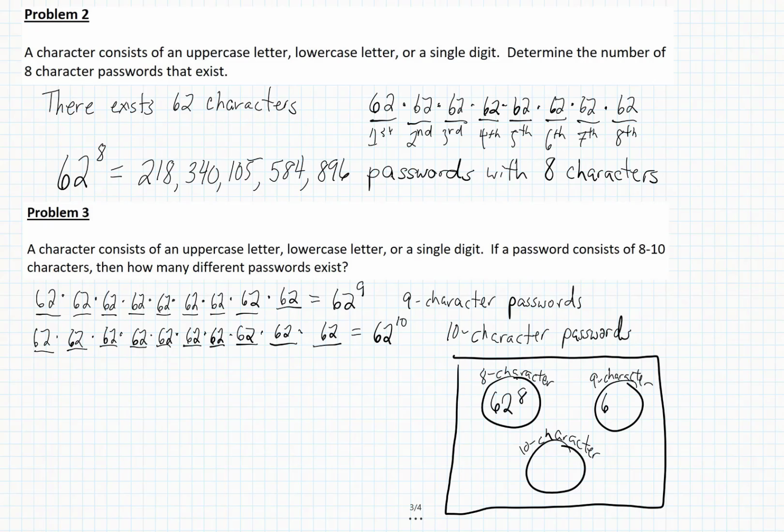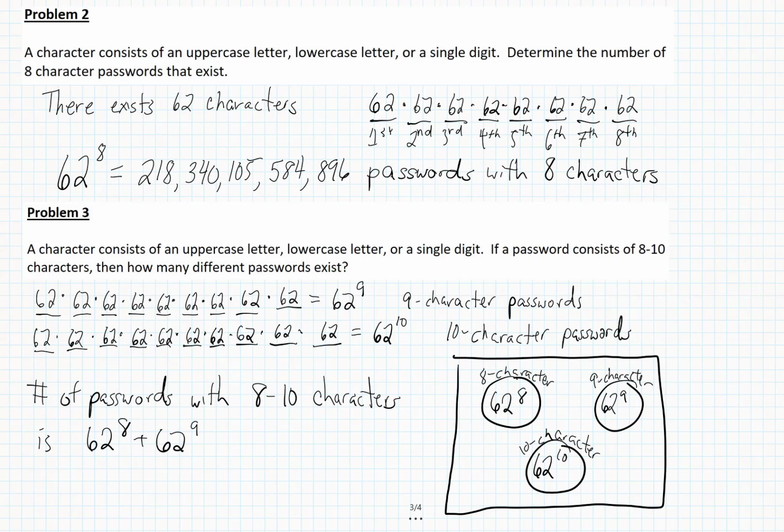And in the 8-character password, we know there's 62 to the 8th possibilities. In the 9-character password, there's 62 to the 9th possibilities. And in the 10-character password, there's 62 to the 10th possibilities. So the number of passwords with 8 to 10 characters is just our addition principle. We apply that here: 62 to the 8th plus 62 to the 9th plus 62 to the 10th.